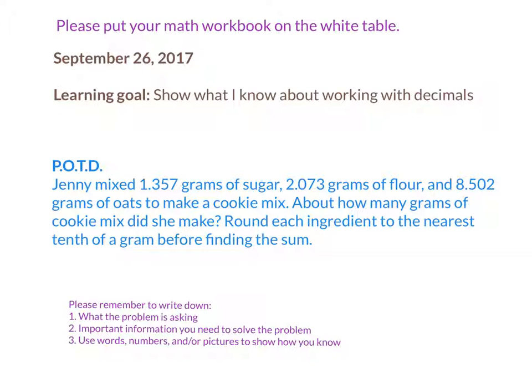Okay, today is September 26, 2017, and today you have a chance to show what you know about working with decimals because we're about to take our Module 1 test. But first, let's warm up our brains and get ourselves into the math mood by talking about today's problem of the day.